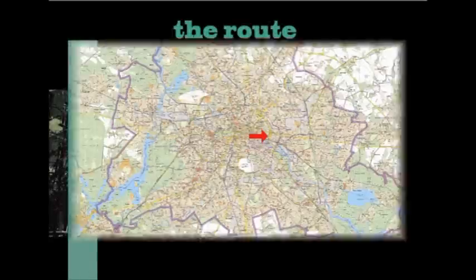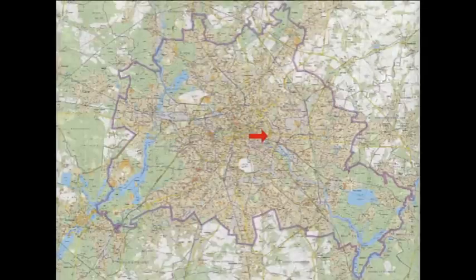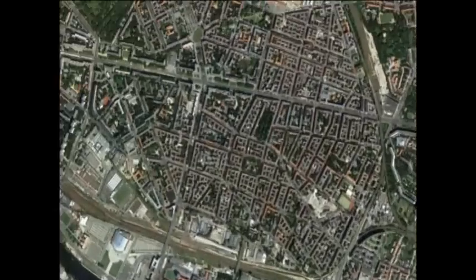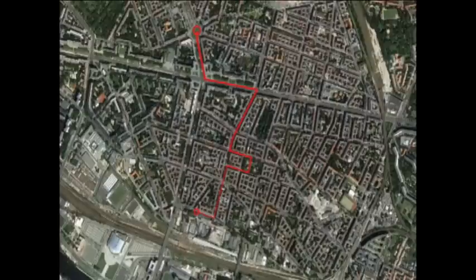Berlin has a population of 3.5 million people of 180 nations and a density of 3,900 people per square kilometer. Friedrichshain is a former working-class district in East Berlin.